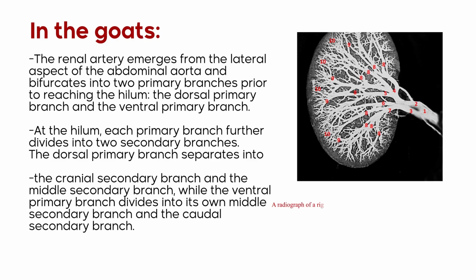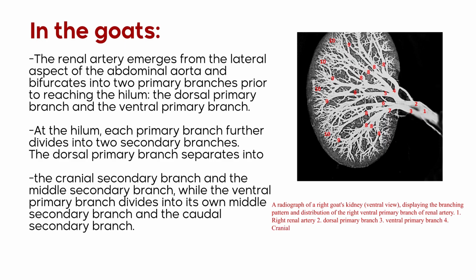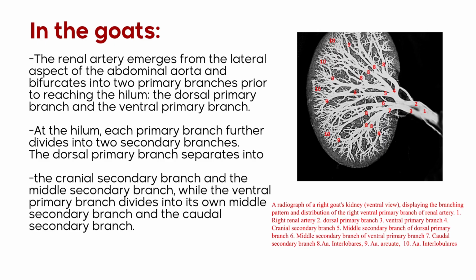A radiograph of a right goat's kidney, ventral view, displaying the branching pattern and distribution of the right ventral primary branch of renal artery. 1. Right renal artery. 2. Dorsal primary branch. 3. Ventral primary branch. 4. Cranial secondary branch. 5. Middle secondary branch of dorsal primary branch. 6. Middle secondary branch of ventral primary branch. 7. Caudal secondary branch. 8. A. interlobares.